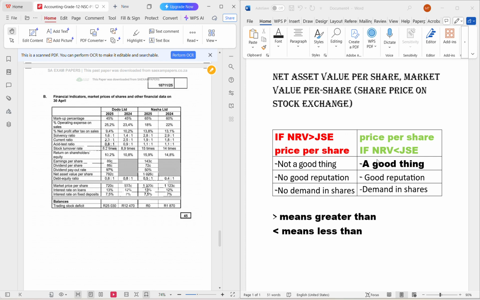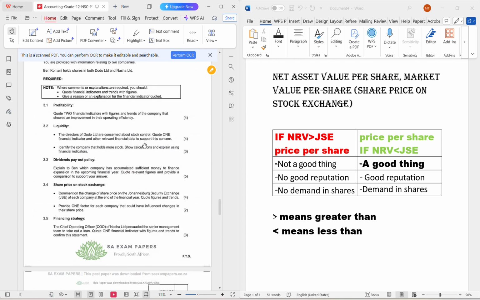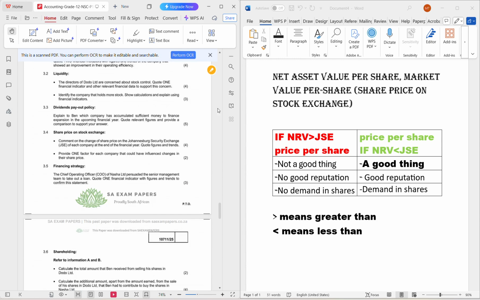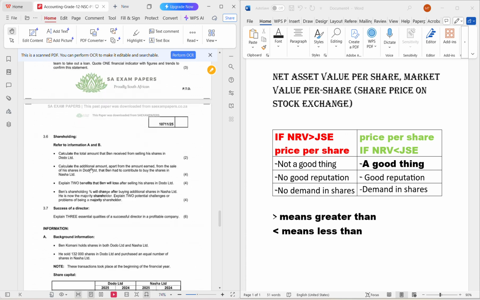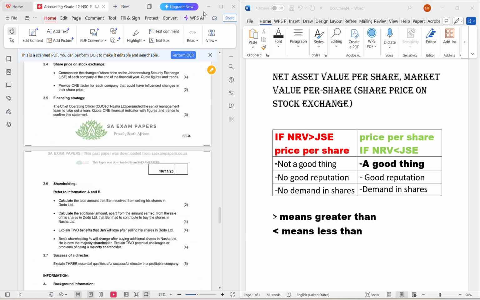This is how you answer this question. You have to look at whether NAV is greater than JSE or JSE is greater than NAV, and vice versa. I've already given you the answer. So if you have this table, you can comment on any indicator regarding the stock exchange. If they ask for one factor, you have to give the reason. You may have more than one reason. These are the reasons that impact the values of the shares.